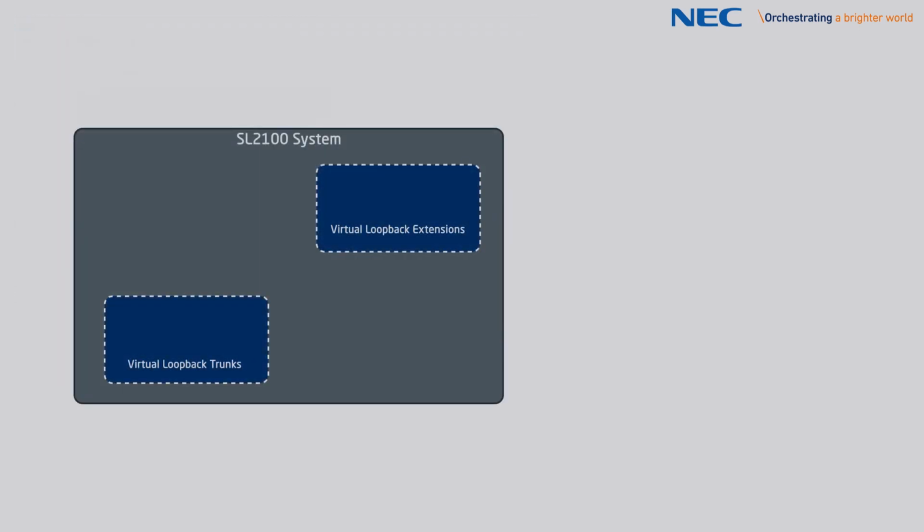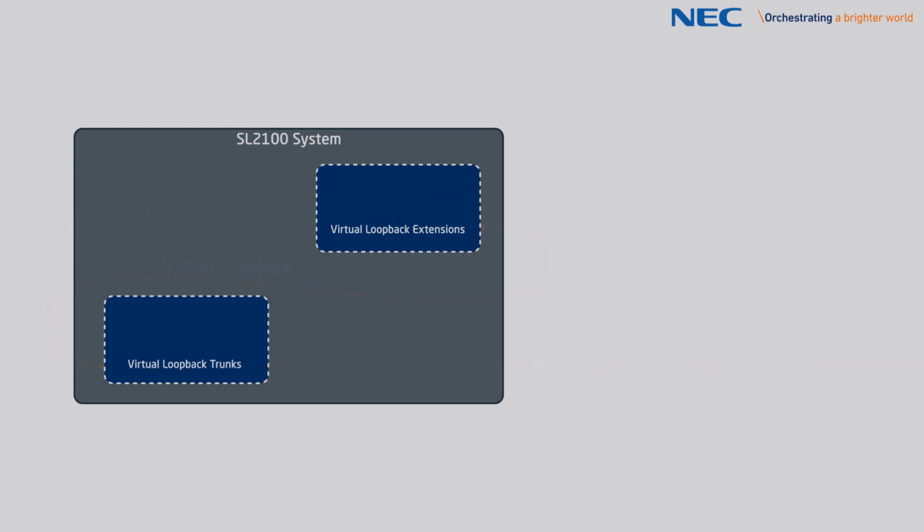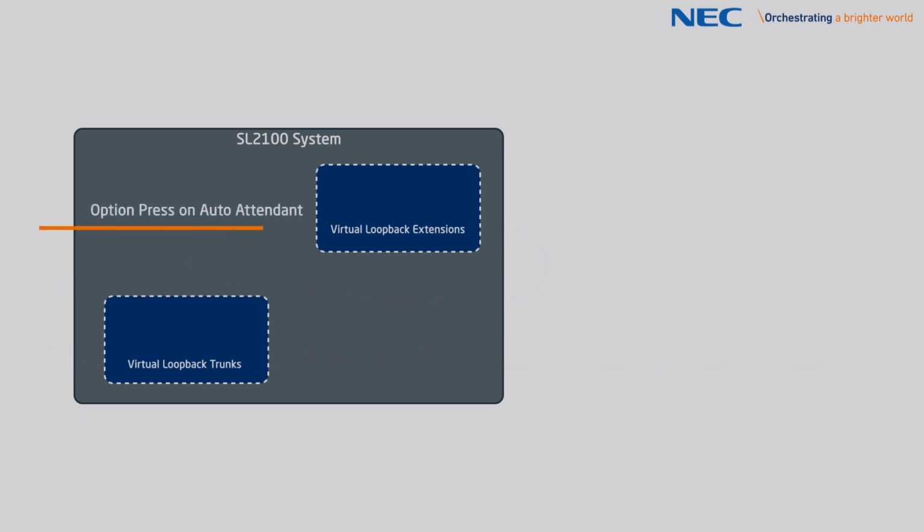Virtual loopbacks provide the SL2100 with the ability to give DDI routing options to an incoming analog trunk call. Give extensions the ability to make an internal call that routes as if it were an incoming DDI call. Increase the routing options available to the auto attendant.